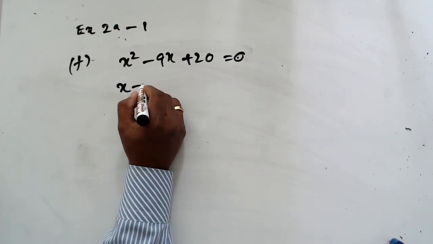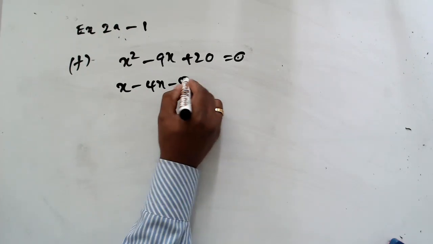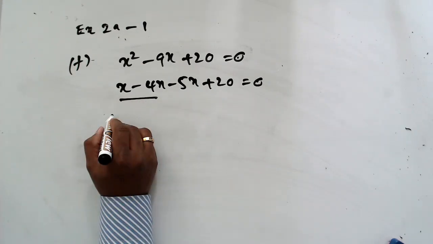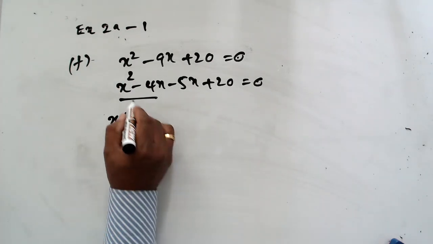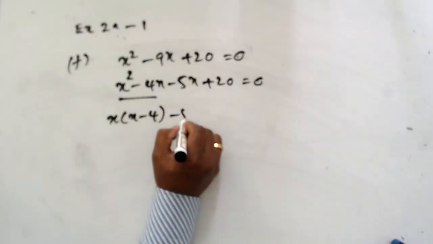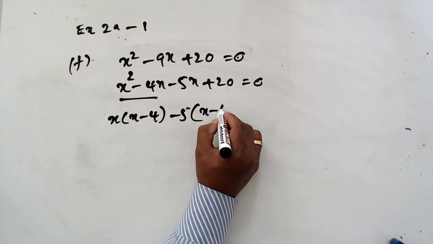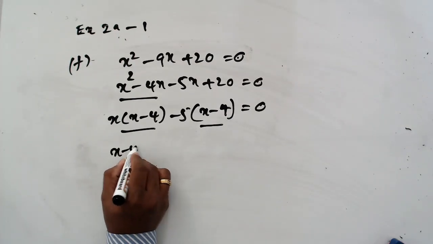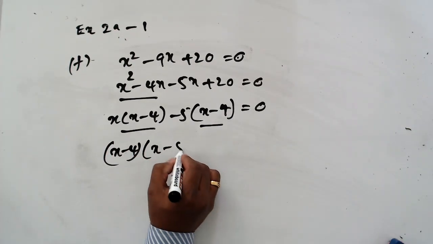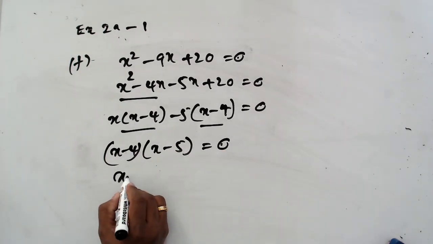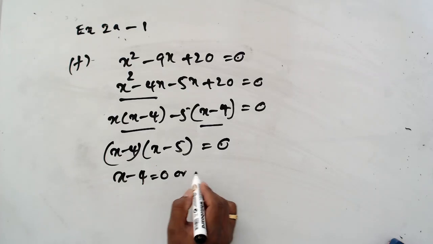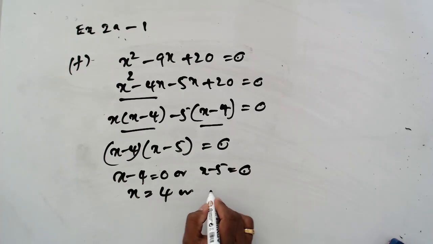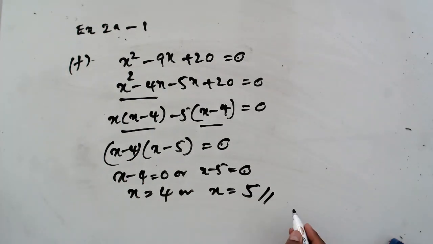X square minus 4x minus 5x plus 20 equals 0. X is common, this is x squared, x minus 4 and minus 5. When I take out x minus 4, then x minus 4 is common. Then x is remaining here, minus 5 equals 0. X minus 4 equals 0 or x minus 5 equals 0. X equals 4 or x equals 5.